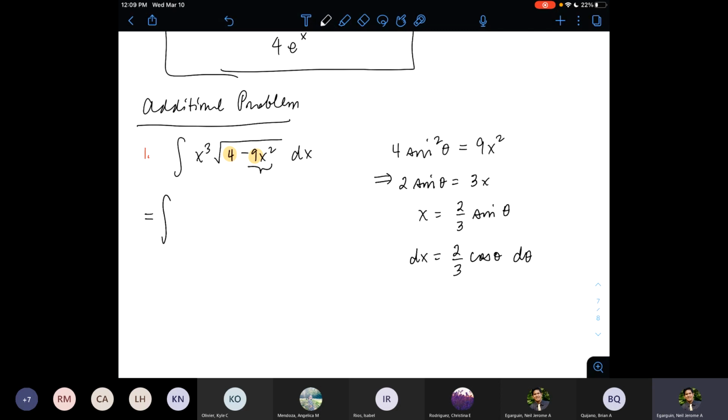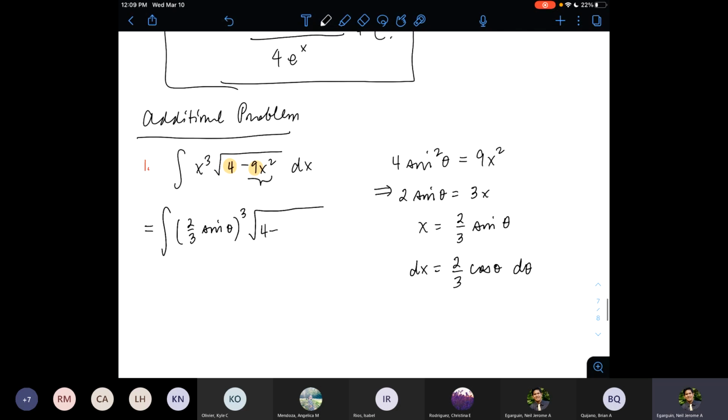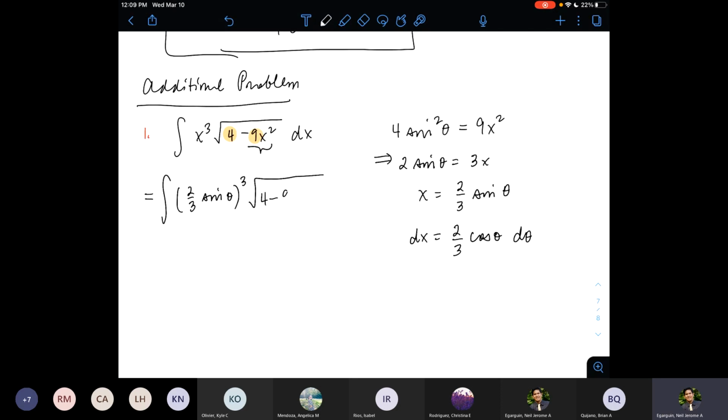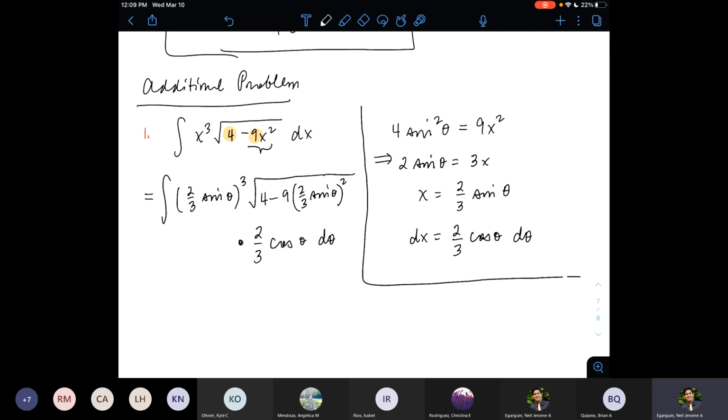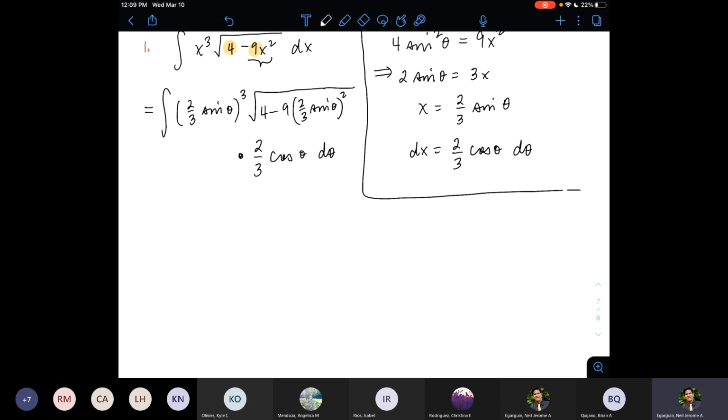So we have x cubed. So that would be 2/3 sine theta to the third. Okay, that's x cubed times the square root of 4 minus 9 times 2/3 sine theta quantity squared, times dx, which is 2/3 cosine theta d theta. Okay, so that's what will happen when we do the substitution.